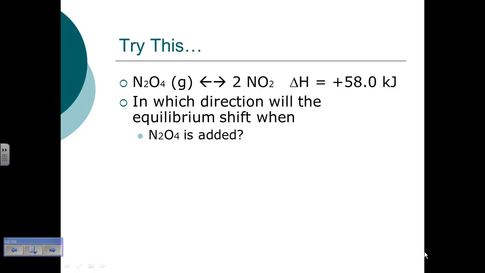How about this? Dinitrogen tetraoxide, N2O4, in dynamic equilibrium with 2 gaseous moles of nitrogen dioxide. Look at the positive delta endothermic value, positive 58 kJs. Which direction would the equilibrium shift if I add more N2O4? If I add N2O4, which direction will it shift? What do you think? Write it down. Don't wait for me. Write it down.